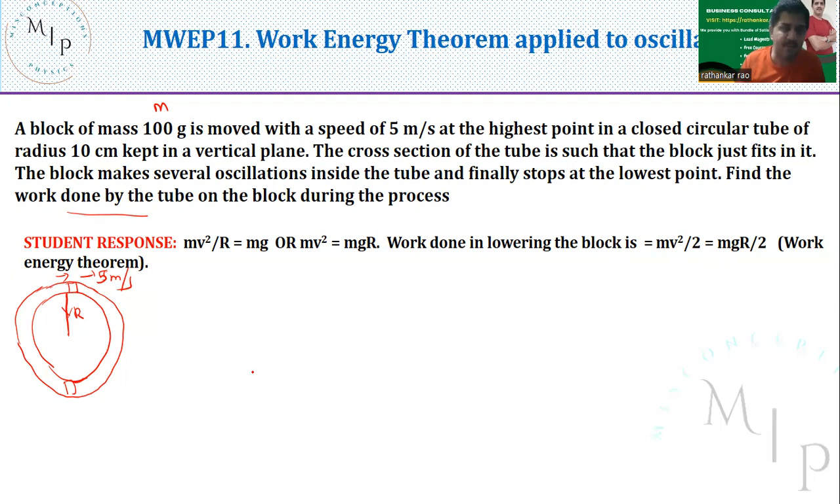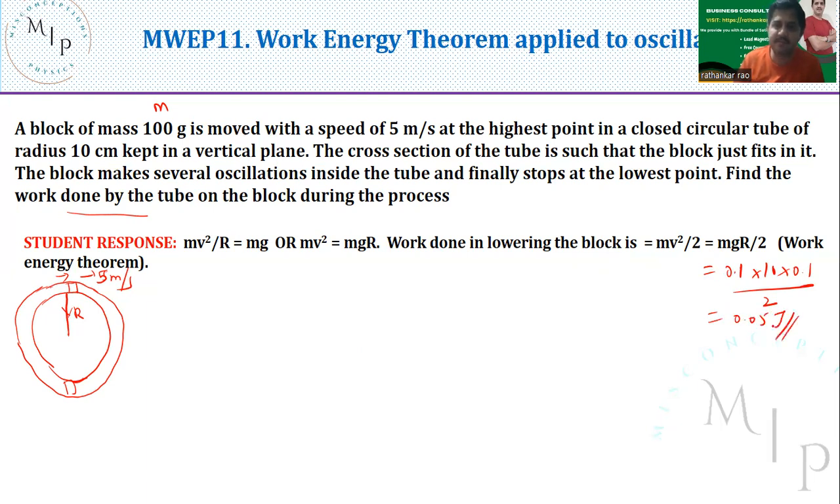Most of the time they do this. As a result of it, they substitute the value of mgr. What is m? 100 grams is 0.1, multiplied by 10, multiplied by the radius. What is the radius? 10 centimeter, so that is 0.1, divided by 2, will be equal to how much?